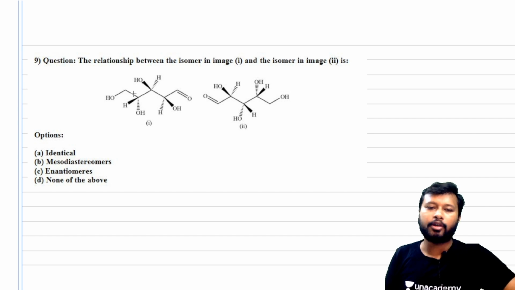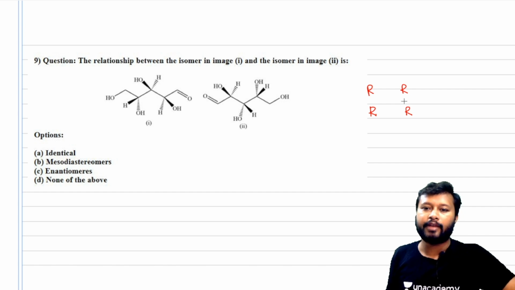So see, in order to do these types of questions, you have to look at their absolute configuration when you have more than one chiral center in both the molecules. Remember that if you have, let's say, a minimum of 2 chiral centers in a molecule, and if you are getting R and R for one, and for the other also you are getting R and R, in that case they will be called identical.